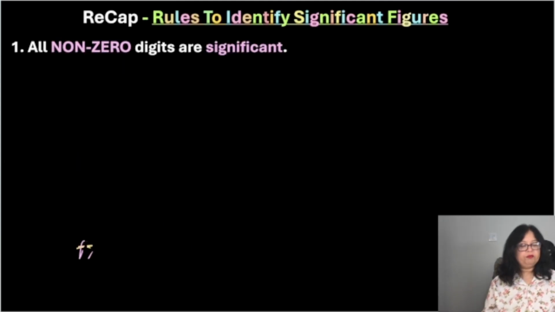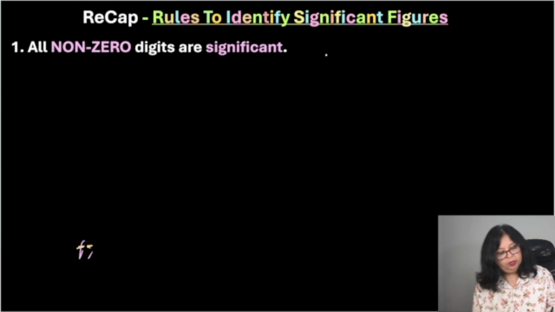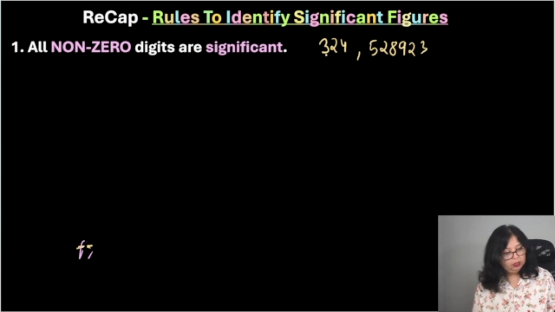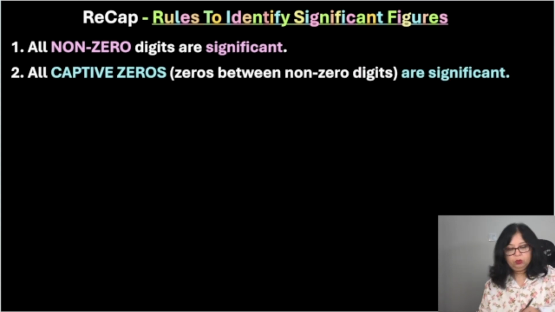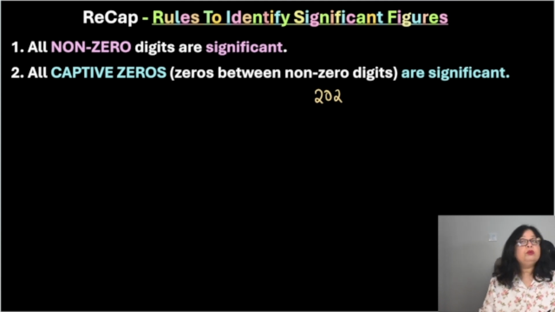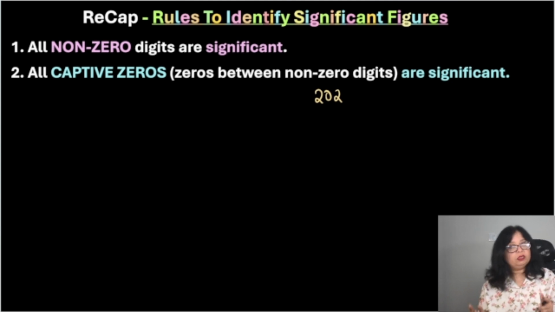Recap of the rules of significant figures. All non-zero digits are significant. For example, 324. There are 3 sig figs. 528923. There are 6 sig figs. So all the non-zero digits are significant. Rule number 2. All captive zeros are significant. Captive zeros are zeros between 2 non-zero digits. For example, 202. It has 1 captive zero, which is in between the 2 2's. So 202 has 3 significant figures.